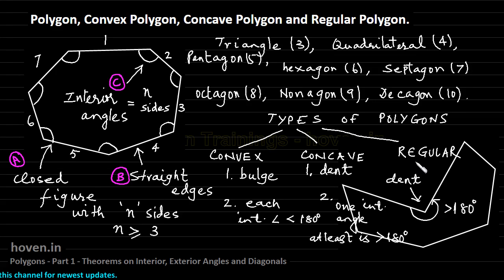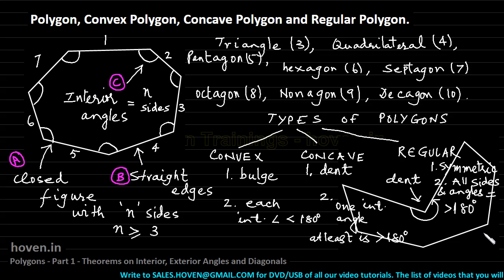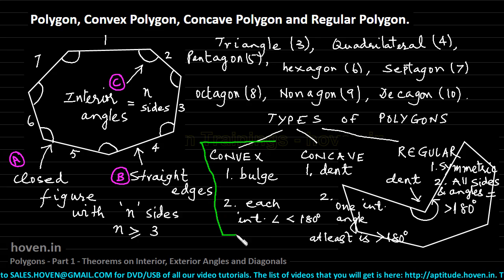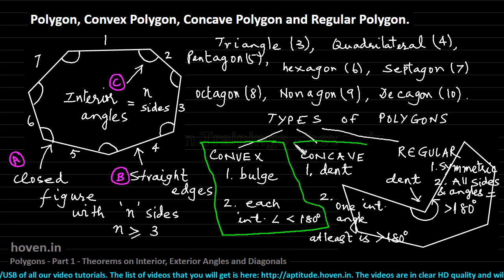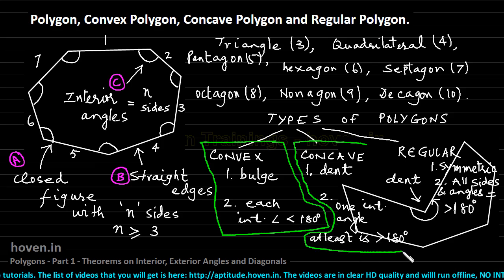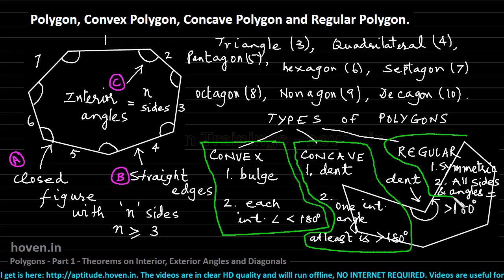The third classification is regular polygon. A regular polygon is a symmetric polygon. So we will write symmetric polygon. All sides and angles are equal. So, I will draw boundaries around what I have written so that less confusion is there. This is about convex and this is about the concave and this is about the regular polygon.